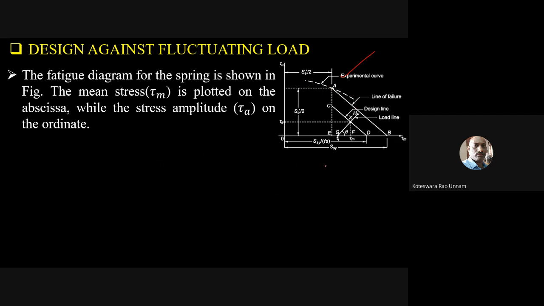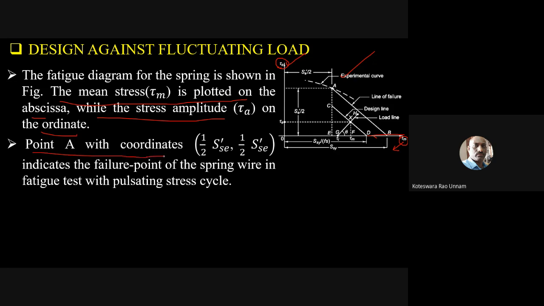Right. Now this is the diagram which illustrates the failure line for the spring which is subjected to pulsating stress. On the horizontal axis, the abscissa, you need to take the mean stress, and on the vertical axis, the ordinate, you need to take tau A, the stress amplitude. Then if you plot the failure curve, you will get the design line or design equation for springs which are subjected to fluctuating stress.